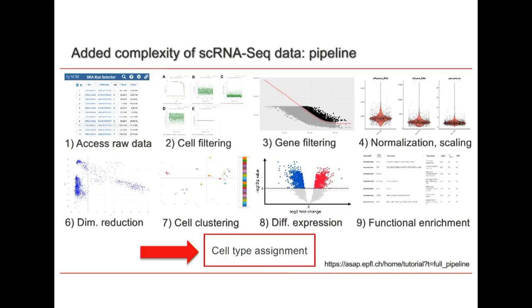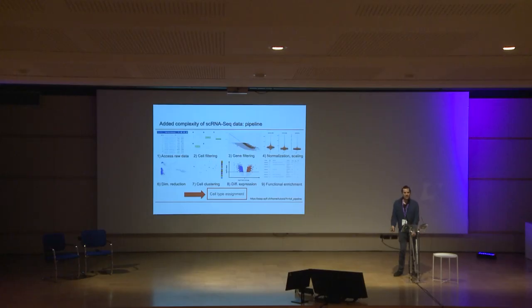So for instance, if you only look at the processing pipeline for scRNA-seq data to obtain the information about the cell type that you have in your dataset, it requires many complicated computational steps. You need to use the raw data, filter the cells that are doublets or empty, filter the genes to get a good gene expression signal, normalize and scale your data between your cells, then perform dimension reduction and cell clustering. Finally you can perform a differential expression analysis between your cell clusters, look at the functional enrichment, and at the end of the day, you might be able to assign a cell type to your cell clusters.